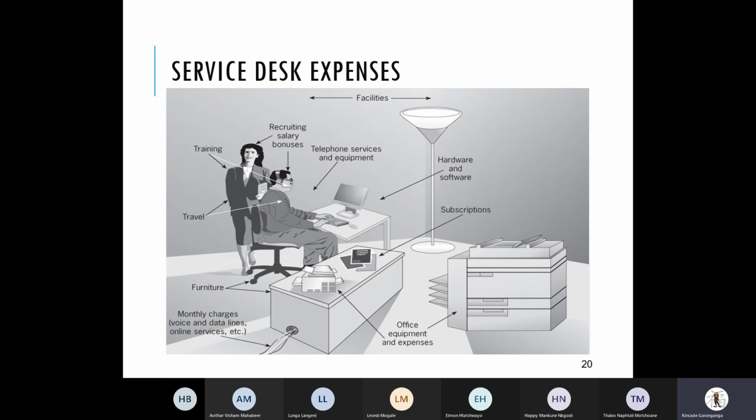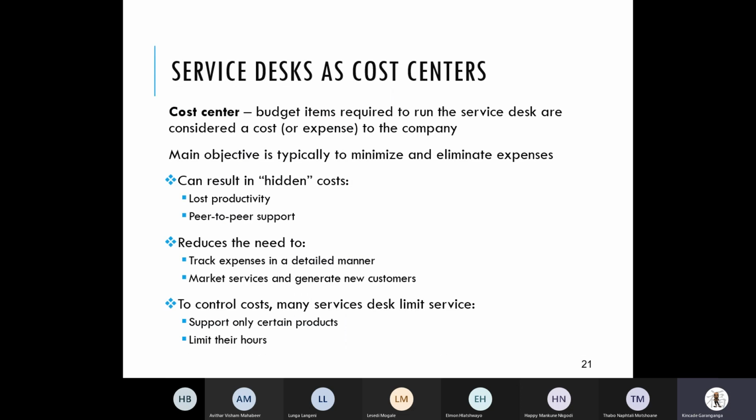And obviously you still have to pay for utilities, right? So if you sit within an office space, you need to still pay for water and lights in that particular environment, probably still pay for rent as well if the building is not yours. So it's important to understand that there's a whole host of expenses associated with any basic or generic service desk environment.